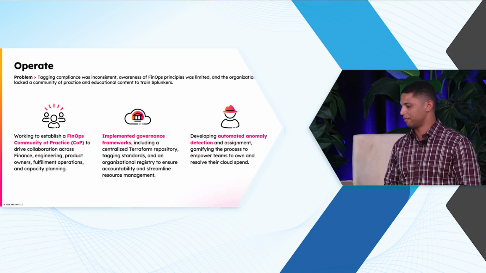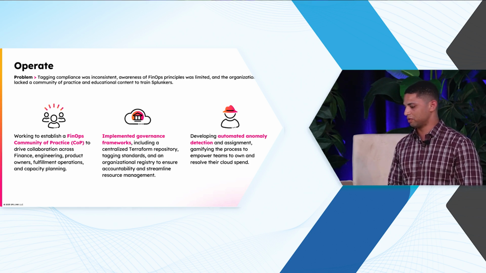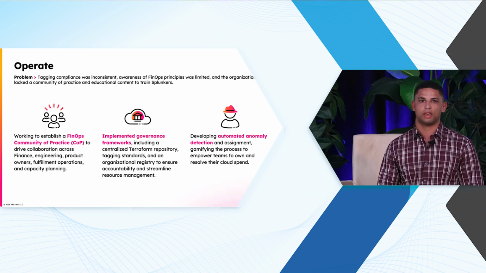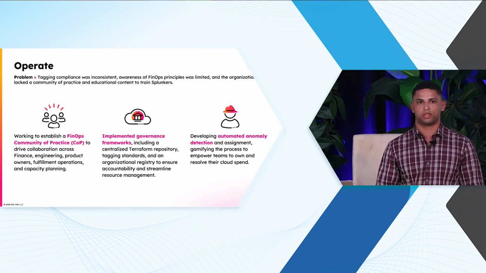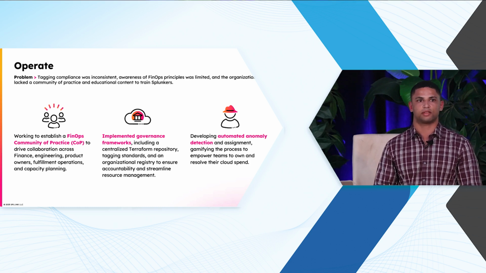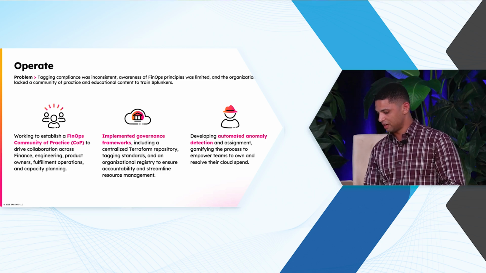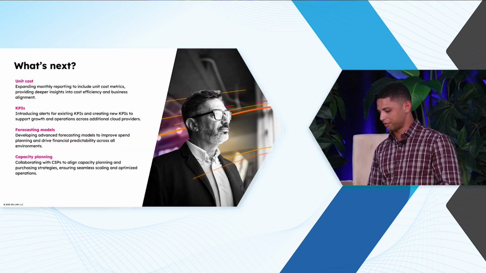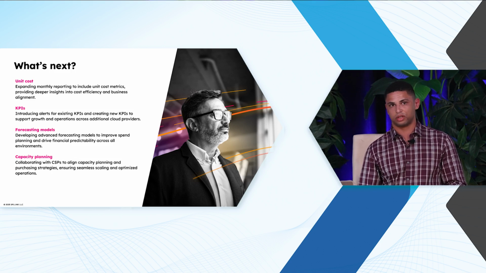And then lastly, we're still developing some automated anomaly detection and assignment capabilities. So we can begin to let the engineering teams take ownership of their own anomalies and assign those anomalies automatically through a ticketing system like Jira. So that's a bit about our operate phase and some of the solutions that we're employing to resolve these problems that we're having. And next, what we're focusing on is unit cost.